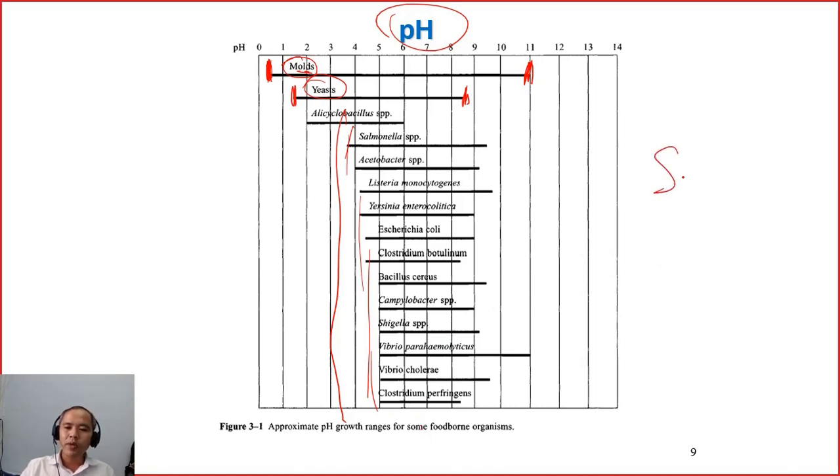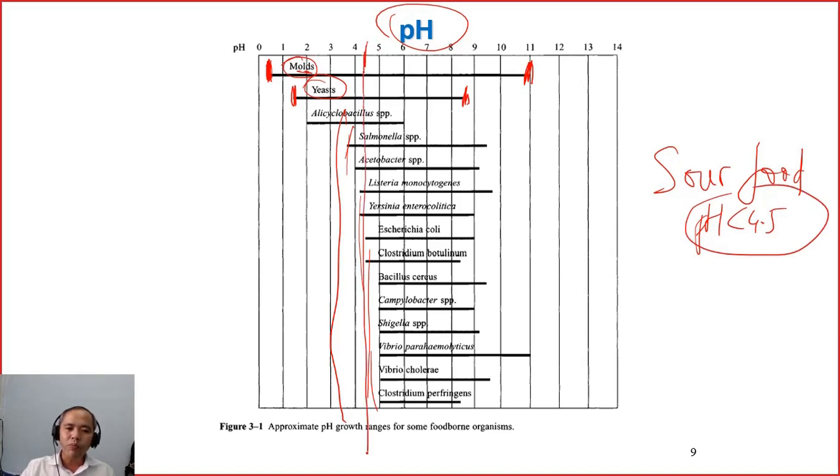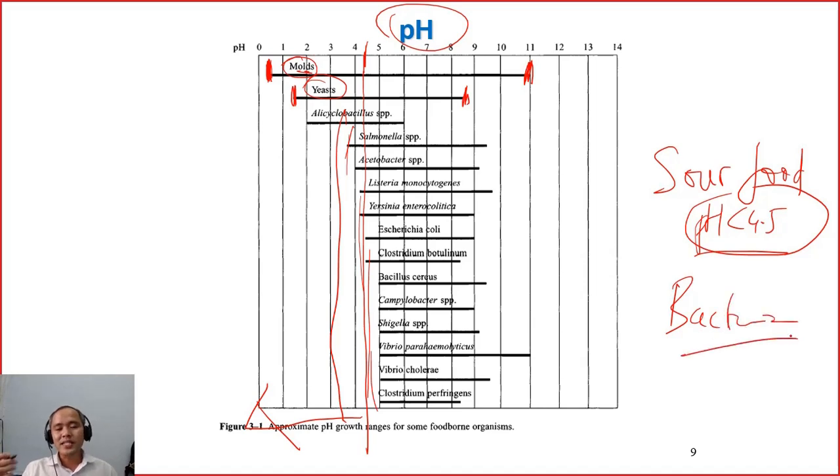This means that if you make sour food, food of low pH, lower than 4.5, for example, 4.5 is here, you already prevent a lot of bacteria from growing. So normally sour food gets spoiled not because of bacteria, but because of yeast or mold.